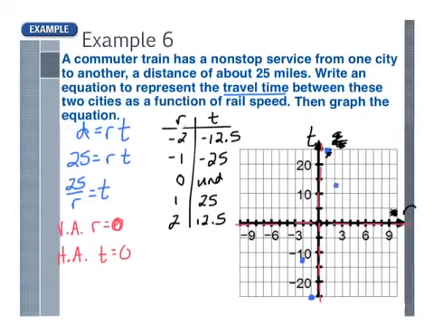And of course, again, use your asymptotes as a guide. And of course, you can also look at the other values in your t-table to plot additional points if you feel that's necessary, if you want to be more precise.